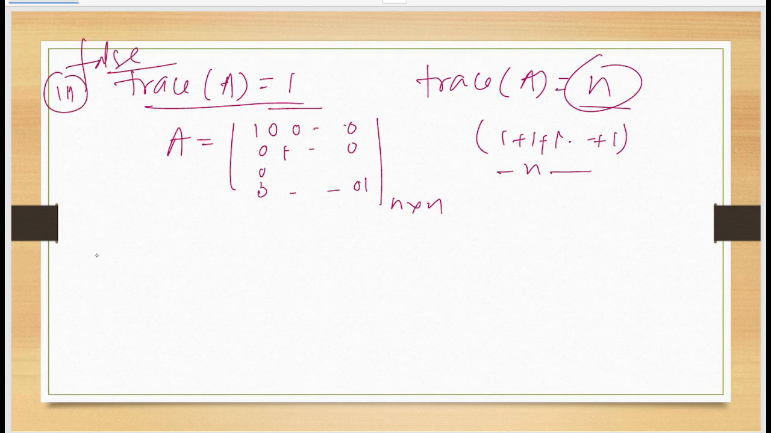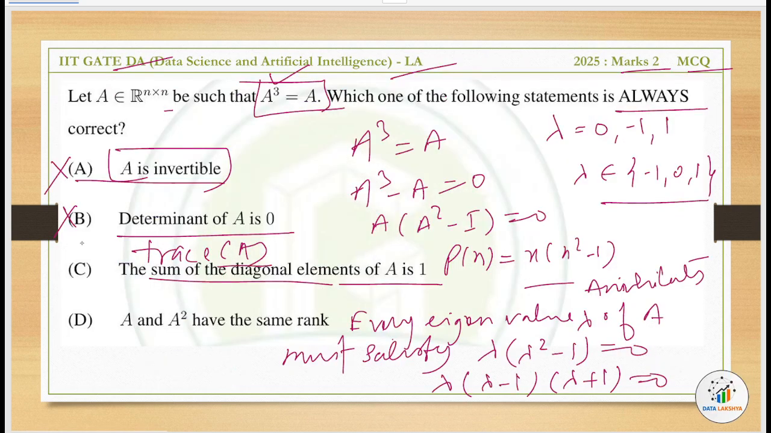Now let's check the fourth option here. If you check the fourth option here, A and A square have the same rank. So these three options are incorrect, which means this is the correct option right here. But we have to check why this is correct.